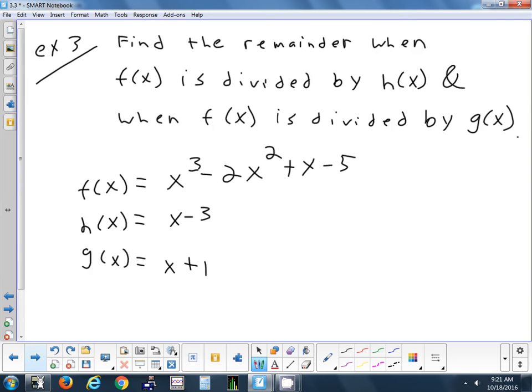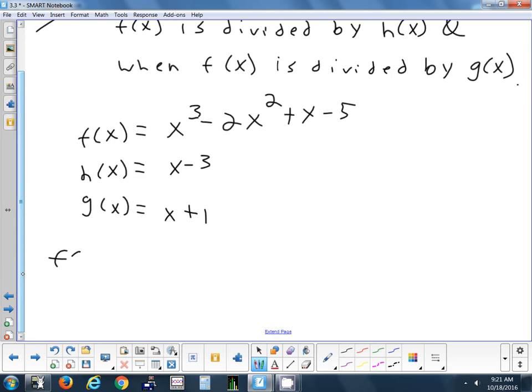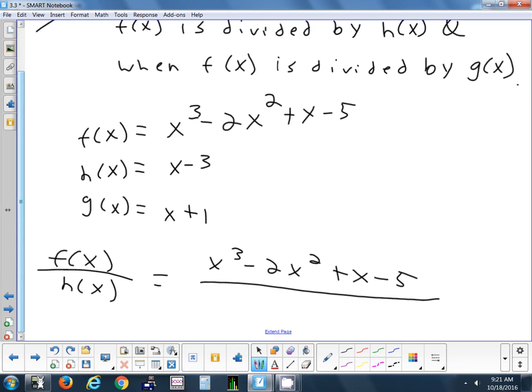All right, so let's do this. And again, we're not going to do out the whole division. We're just going to find the remainder when we divide those two things. So let's take f of x and divide by h of x. So that's x cubed minus 2x squared plus x minus 5. And I'm going to divide by x minus 3.